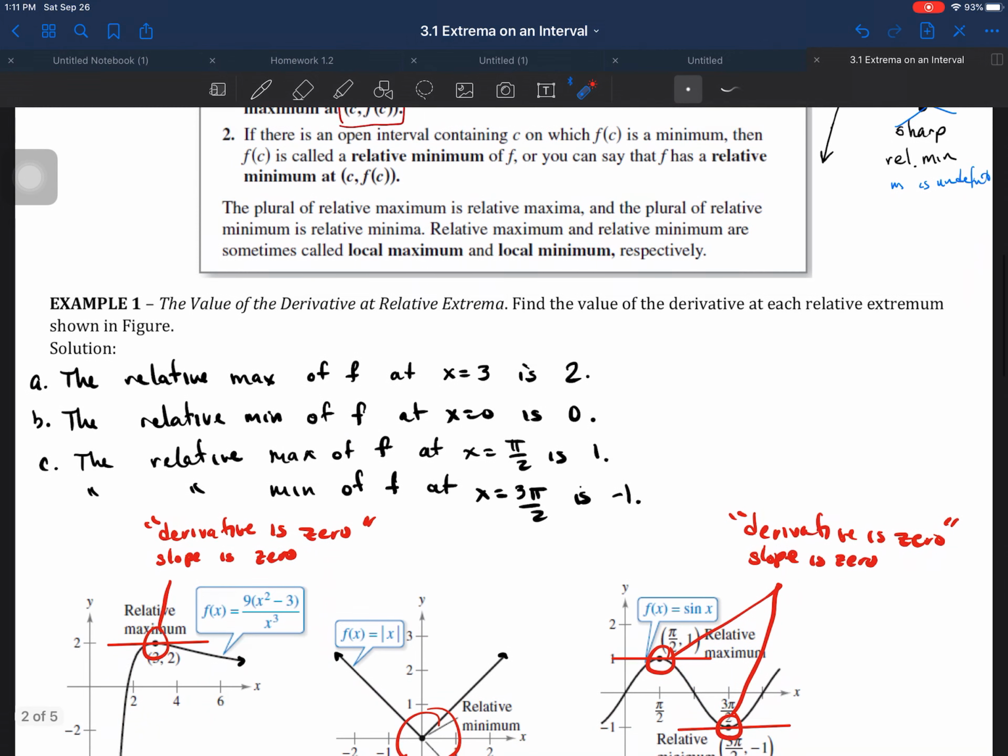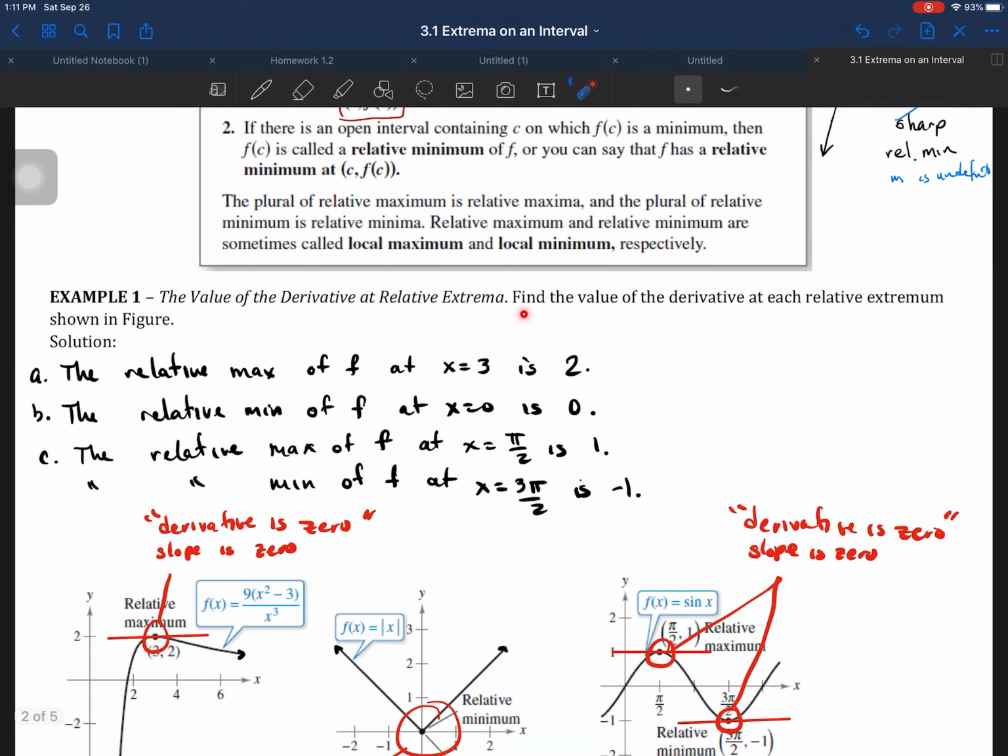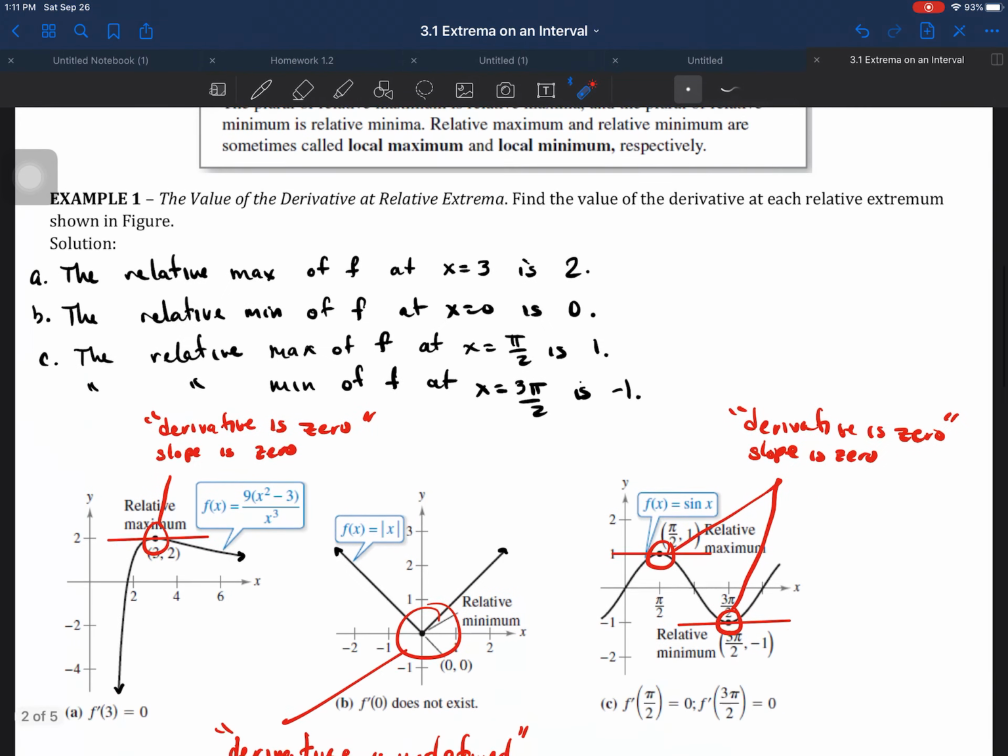We'll discuss that in a second. So in the next example, find the value of the derivative at each relative extremum. In example 1, the relative max of this picture here of A: if you notice, the graph is increasing, then it goes horizontal, and then it starts decreasing. Here, where the tangent line is horizontal, that gives you a relative max or min, in this case a relative max. So we see that there is a relative max at 3, and the relative max is 2.